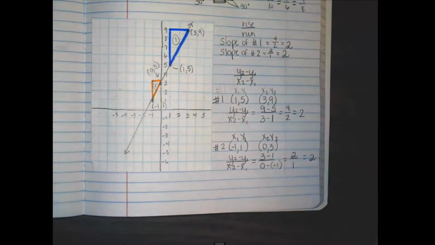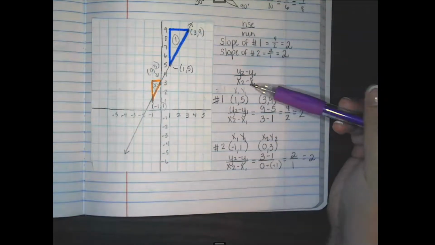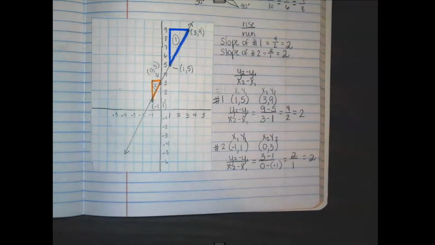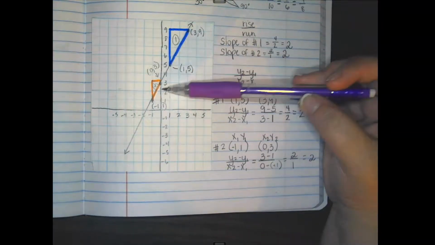So again, you can see that our rise over our run matched it. Because it's going to. Our rise over run is the same as this y2 minus y1 over x2 minus x1. And so that's one of the connections I want you to make from doing this activity. But I also want you to make a connection that these are actually similar triangles.